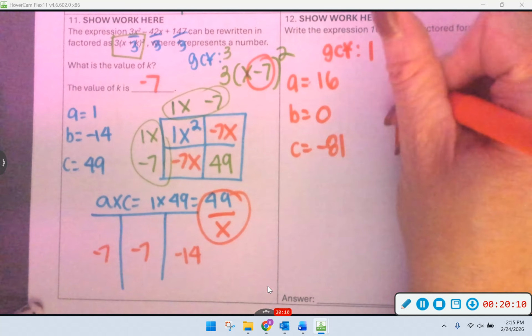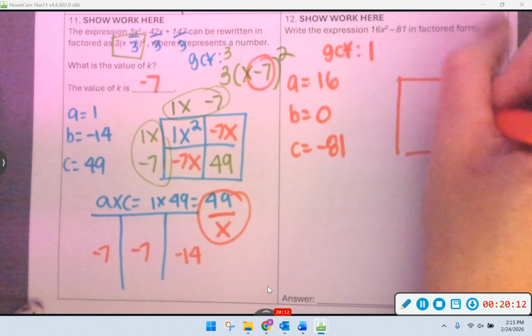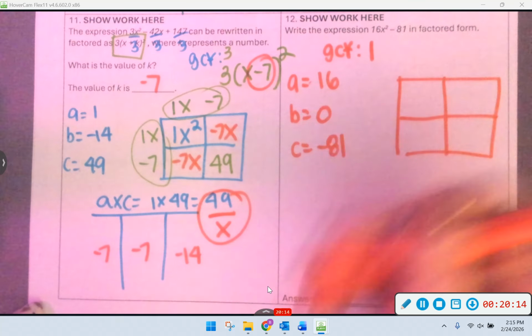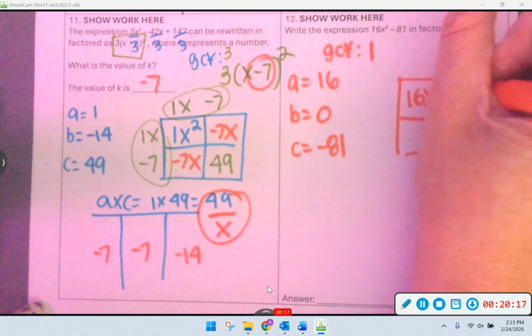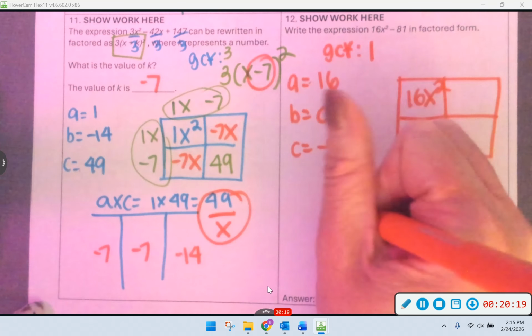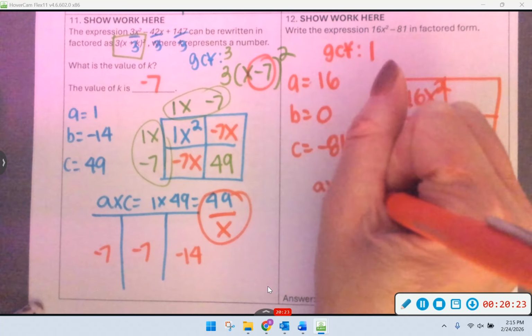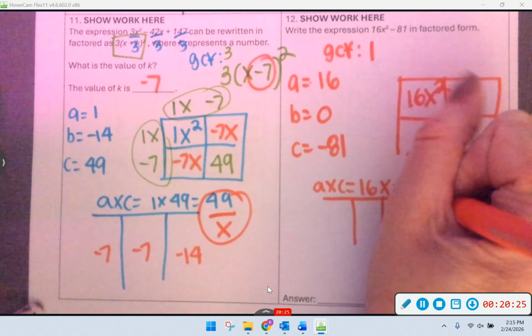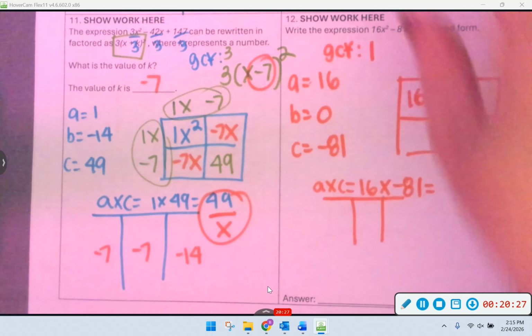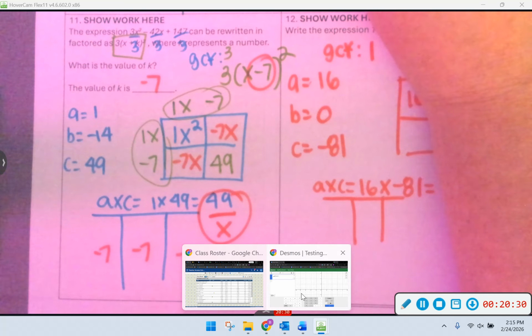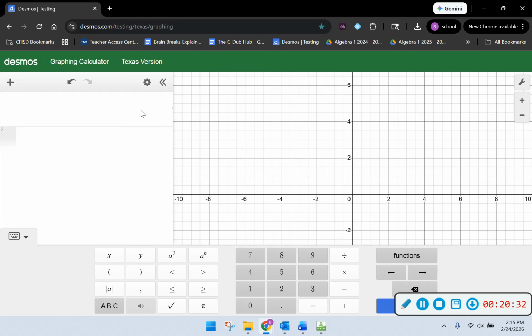So we're going to make our box. We're going to put ax squared in our first box. Then I'm going to make my pie chart. So I'm going to do A times C. 16 times negative 81. Now I do not know that off the top of my head, so we're going to go to Desmos and type that in. 16 times negative 81. Negative 1296.